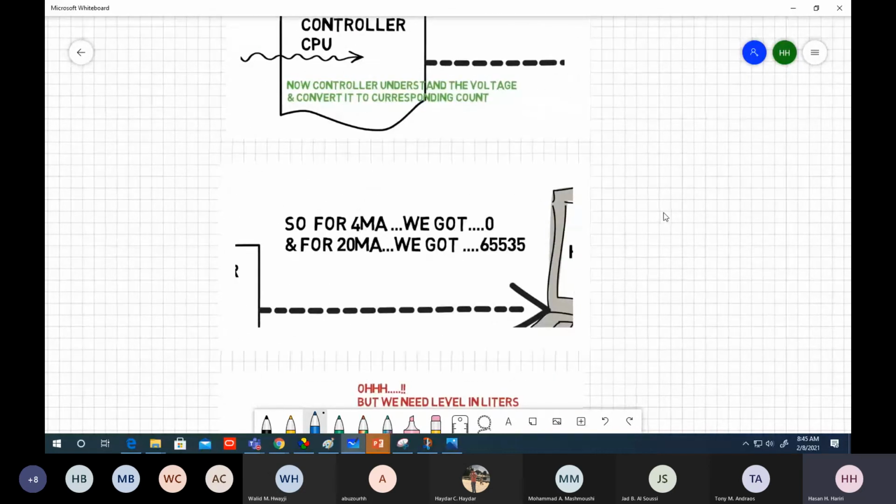assuming 0 for 4 milliampere, and for 20 milliampere we get 65535, assuming it's 16 bit and your signal is 4 milliampere to 20 milliampere. Then the 4 milliampere corresponds to 0. For the 20 milliampere, if it's 16 bit conversion, the highest resolution for 16 bit is 2 to the power 16, equal to 65535.